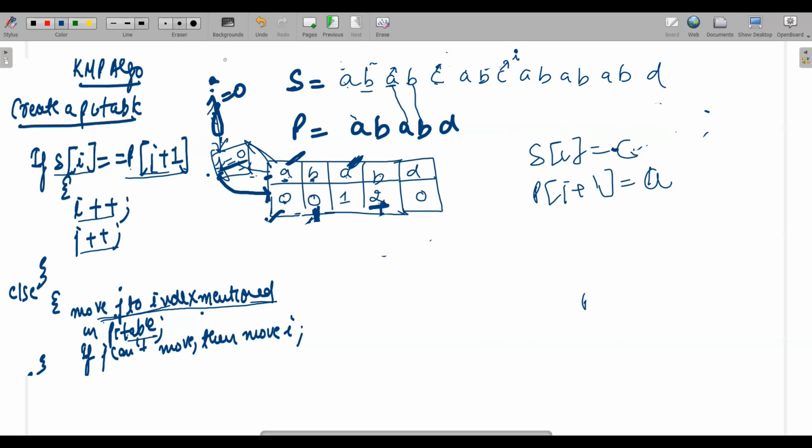Again, you are going to check whether S of i, which is C, can be matched with P of j plus 1. P of j is at 0, so P of j plus 1 becomes this A. Whether C is equal to A, it cannot move further. j cannot move further because it is already at 0. Then again, what we will do is we will move our i, from this C to this A.